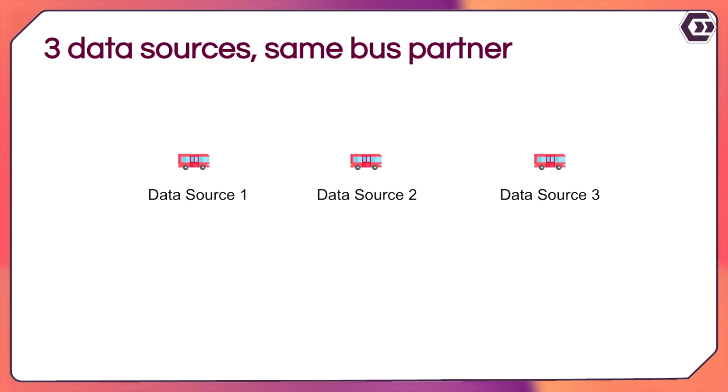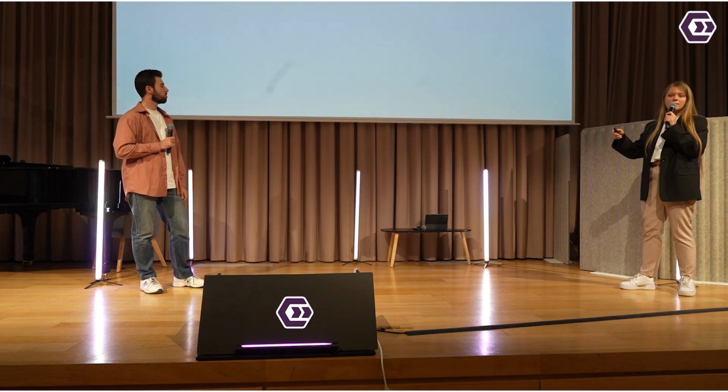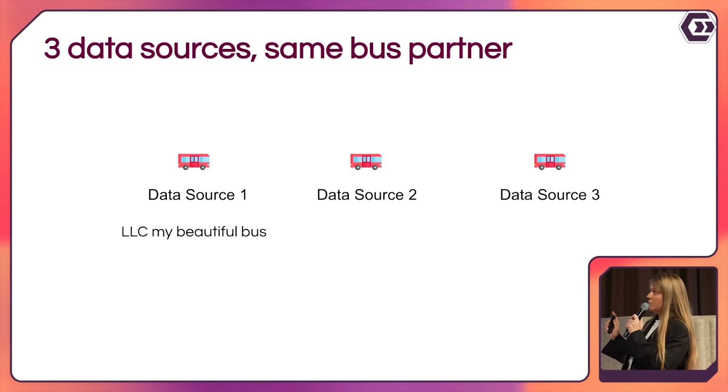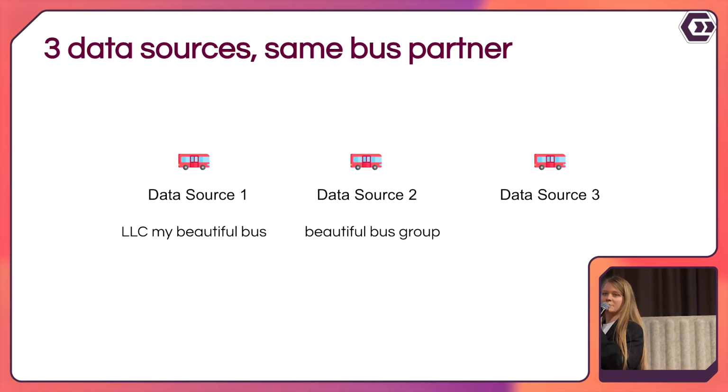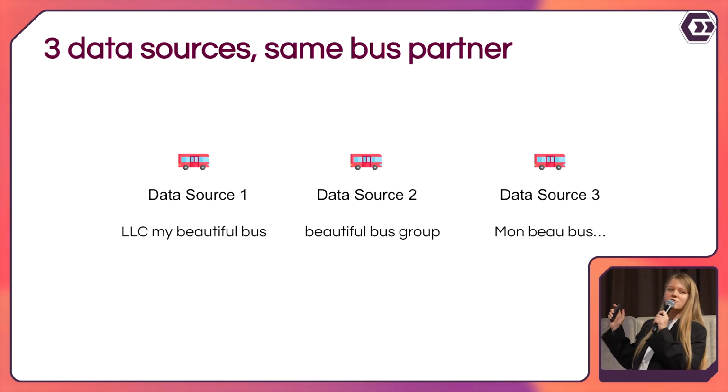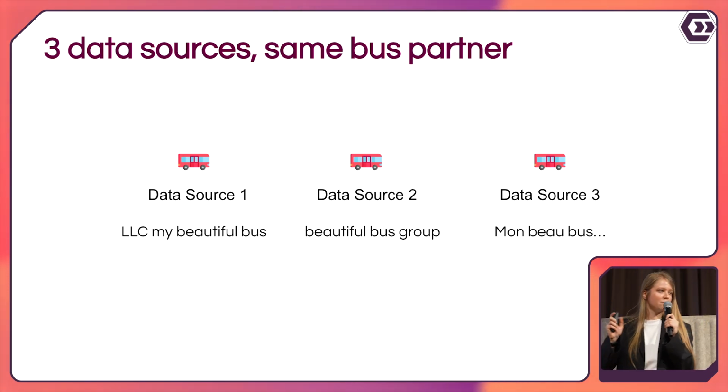Well, imagine there are 3 data sources. Let's say it's a bus station, a bus aggregator, and the company itself. And they all offer the same bus partner, the same one. But the first decided to call it LHC My Beautiful Bus. The second is Beautiful Bus Group. And the third just thinks that French is a beautiful language and it's Mon Beau Bus.